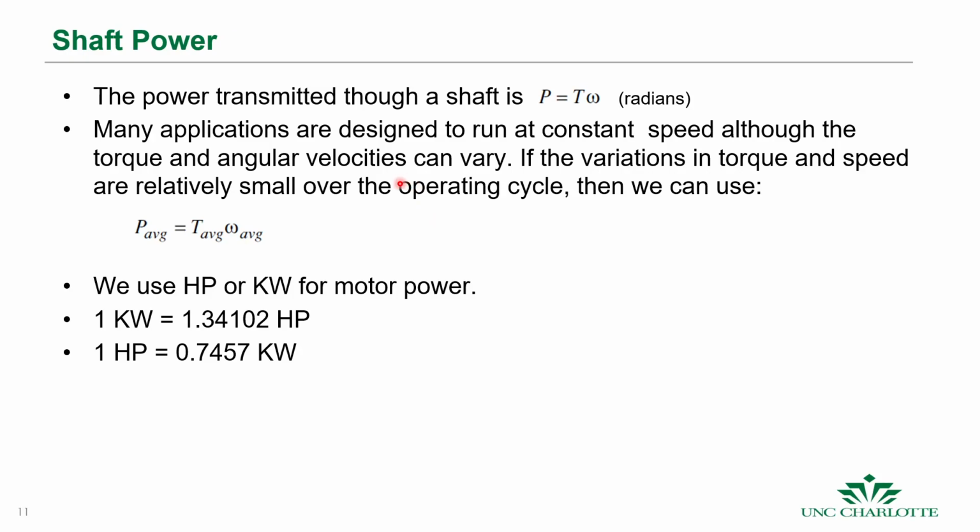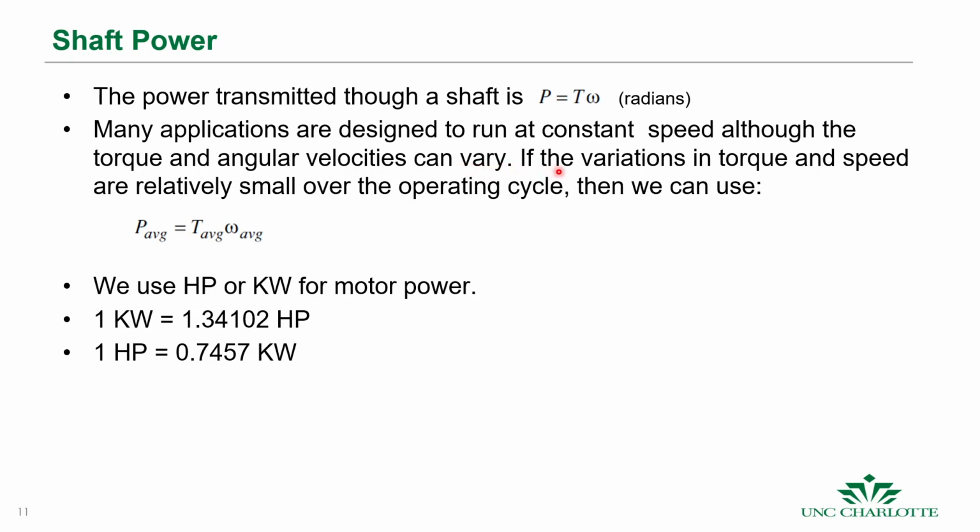So let's talk about how we get the energy into the shaft, and that's through the applied torque, usually operating at some speed, and our power is just that applied torque times the speed. Omega here is in radians. Many machine applications are actually designed to run at constant speed, even though the torque and angular velocities can vary. Even though we have fluctuations throughout the process, many applications run at an essentially constant speed, and motors are often designed to run at that speed.